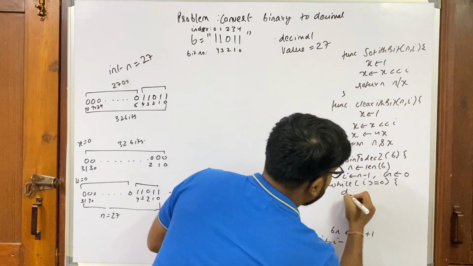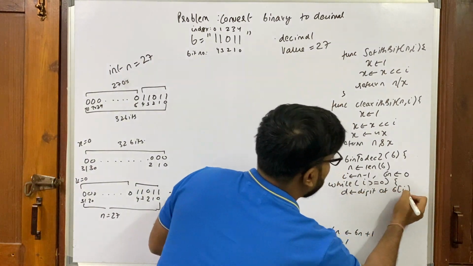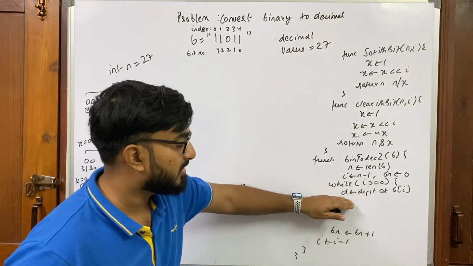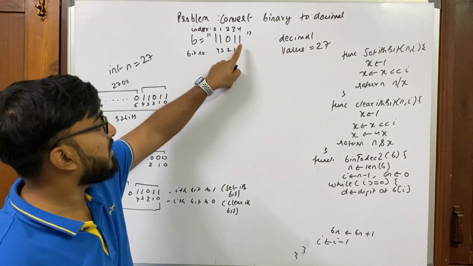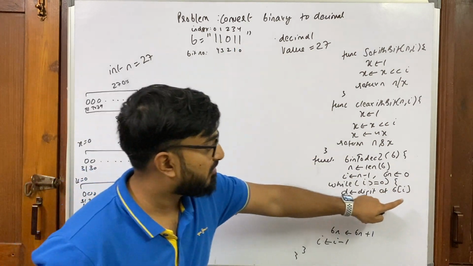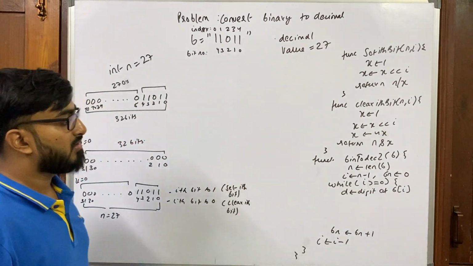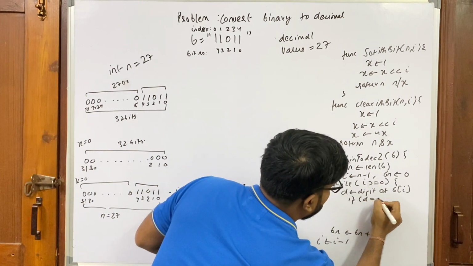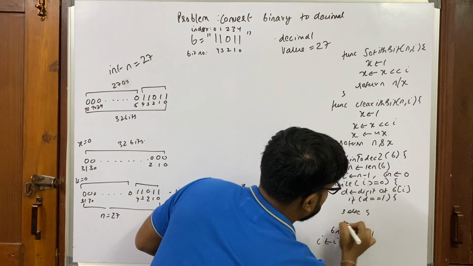Then we get d, which is the digit at the ith index in b. Again, it is the responsibility of the implementation to give me a digit as integer at the ith index. So if at the ith index I have 1, give me the digit 1 as integer. If at the ith index I have 0, give me the digit d as integer 0. So if d equal to 1, else.